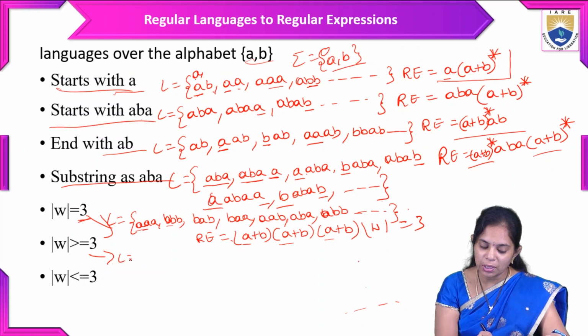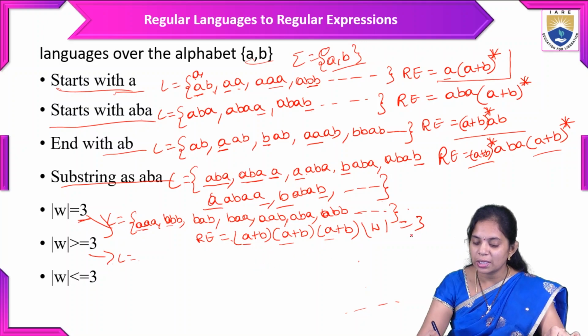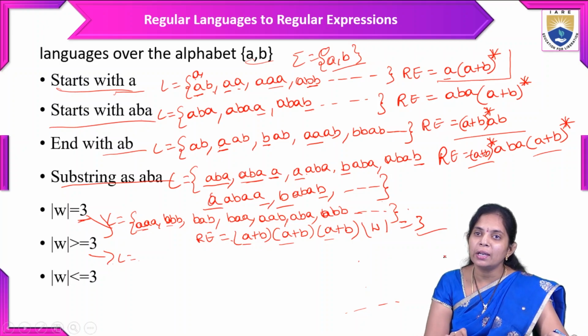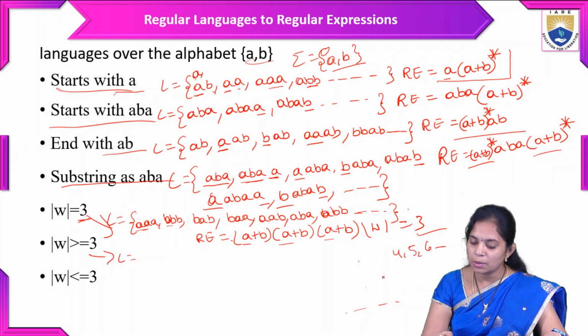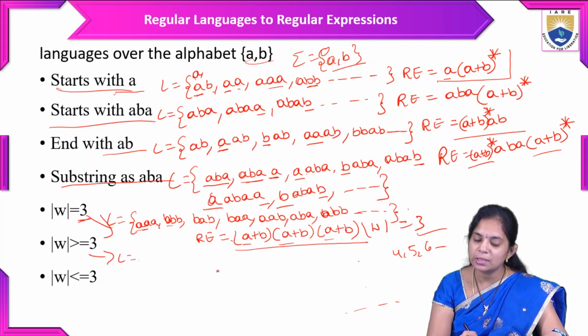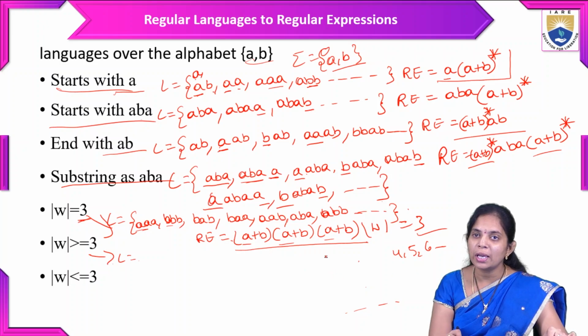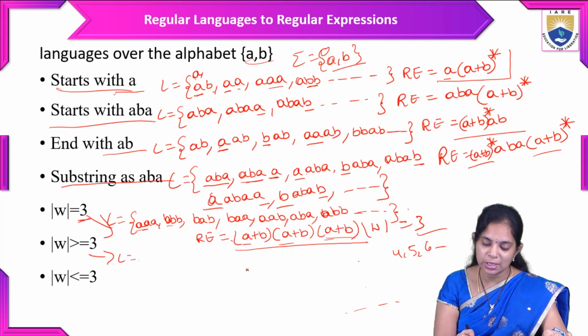So here in the language, we already have the length 3 values. Greater than or equal to 3. So we need to satisfy this condition and also the greater than symbol. So greater than 3 is nothing but 4, 5, 6 and so on, we need to satisfy. Suppose the minimum length here is 3. So equal to 3 is satisfying, and more than that, we will need to have one more A plus B, and that is also with the star symbol.